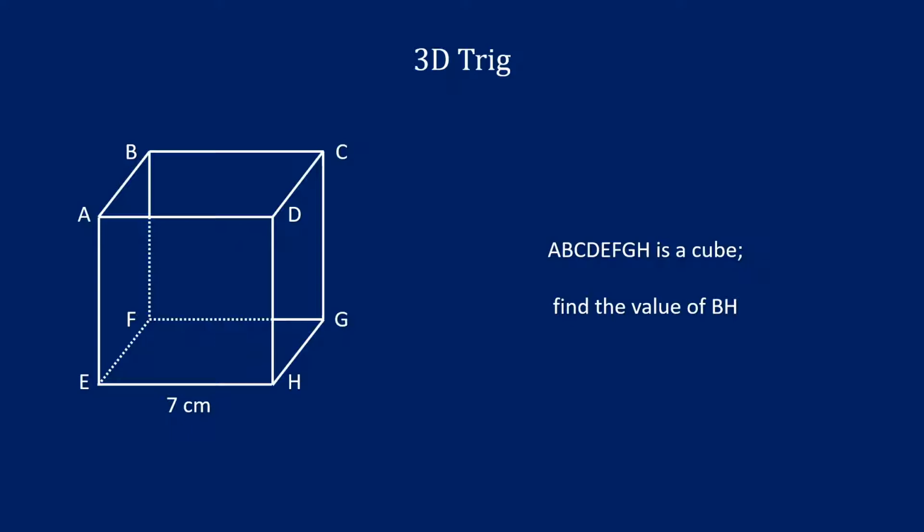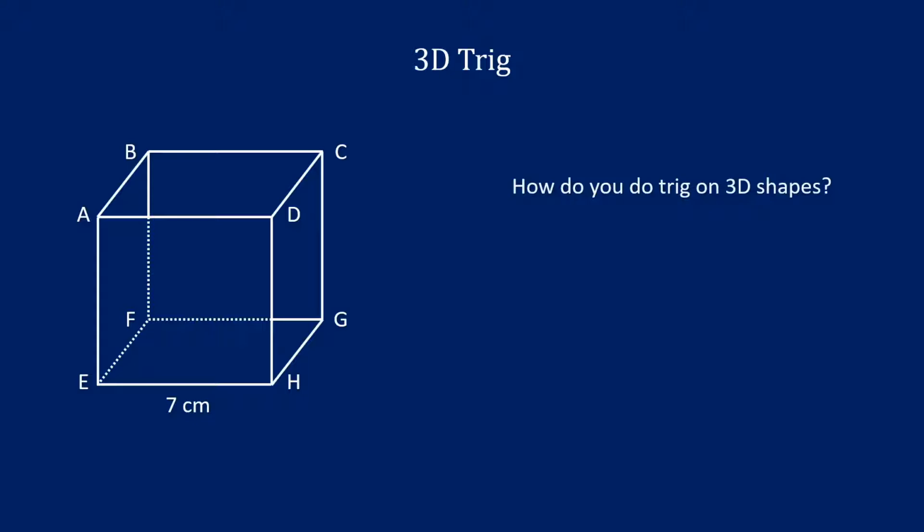Alright, check this out. ABCD is a cube. Find the value of BH. Alright, so here's the question. How do you do trig on 3D shapes? The answer is you don't. You just don't. It's not a thing.